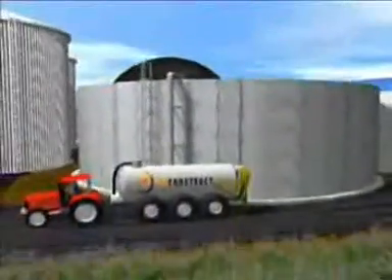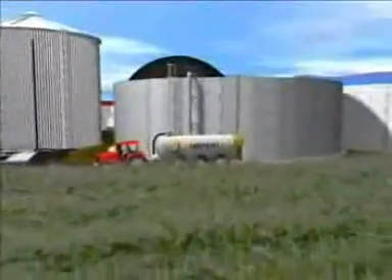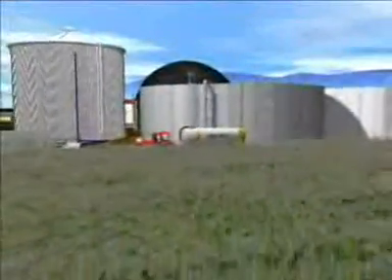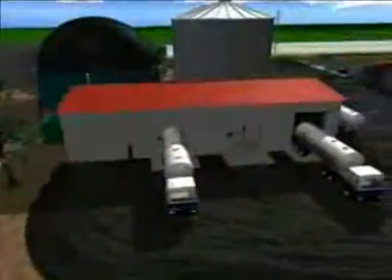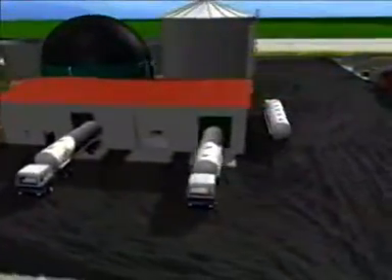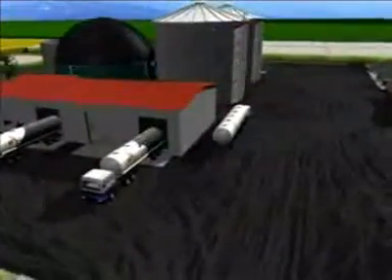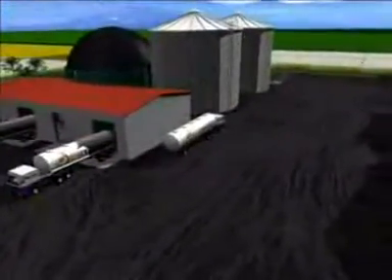The raw materials used in biogas plants, also known as substrates, are often liquid manure, agricultural products, and agro-industrial waste. The following animation will demonstrate how electricity and heat are produced from these substrates in biogas plants made by BioConstruct.